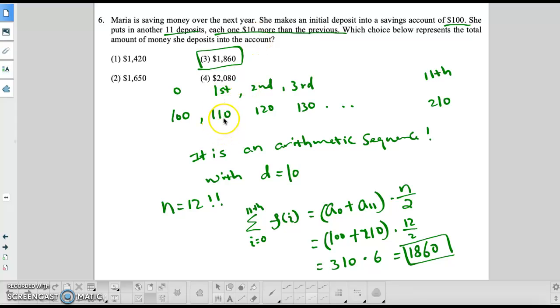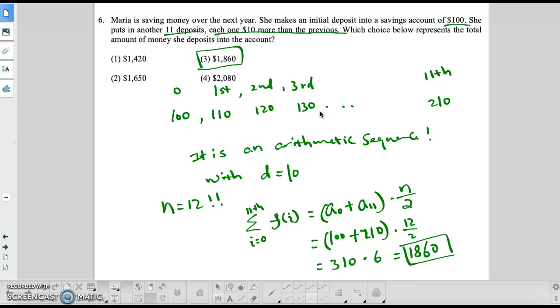So the first deposit will be 110 into her bank account. So altogether it will be $210, right? For the second deposit, she adds $10 more than the previous amount. So that is another 10 added to 110. So it will be 120, and the third one will be 130, and so on.